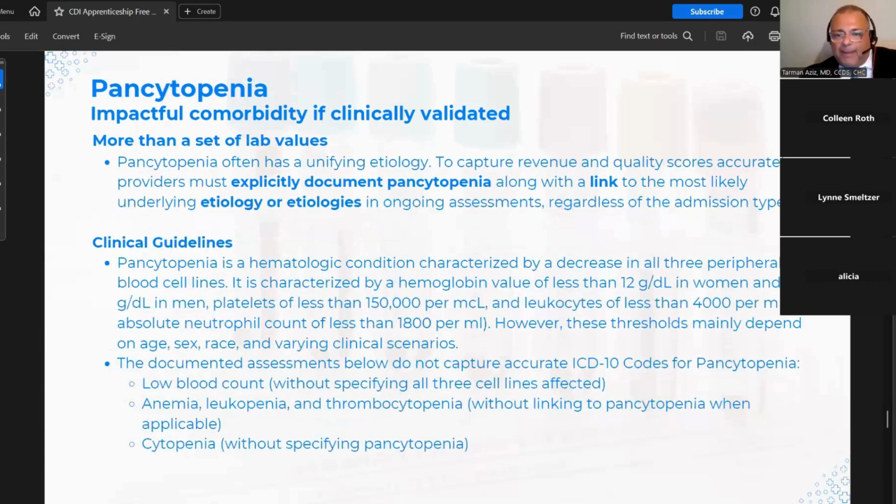The same can be said for pancytopenia. Pancytopenia is a condition where all three cell lines are low, but it's not enough just to write anemia, thrombocytopenia, and neutropenia. To describe that, you need to use the term pancytopenia for full impact, and very specifically call out the etiology that's suspected to connect the three cell lines being low.